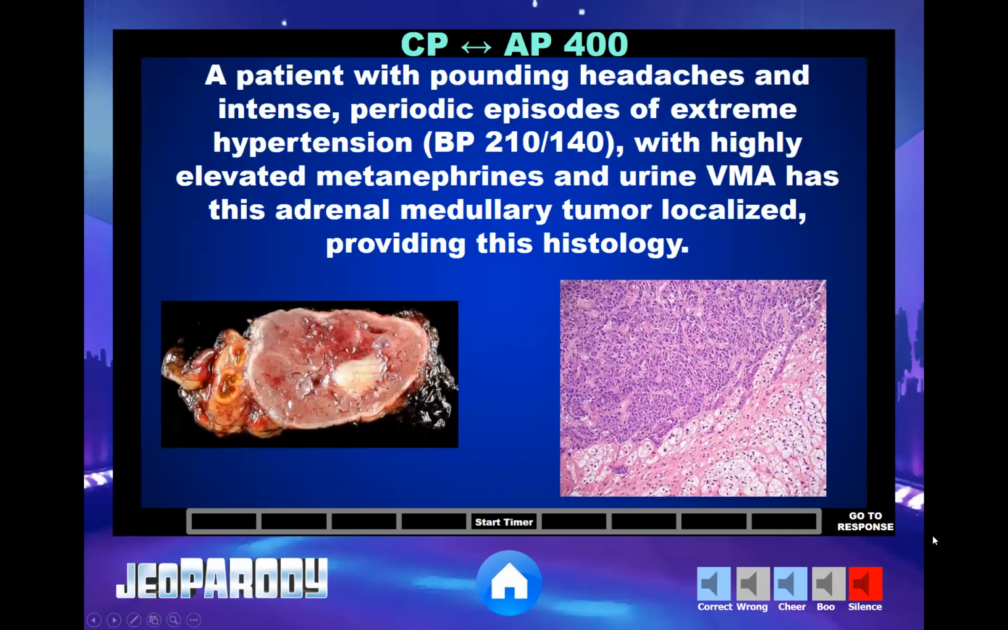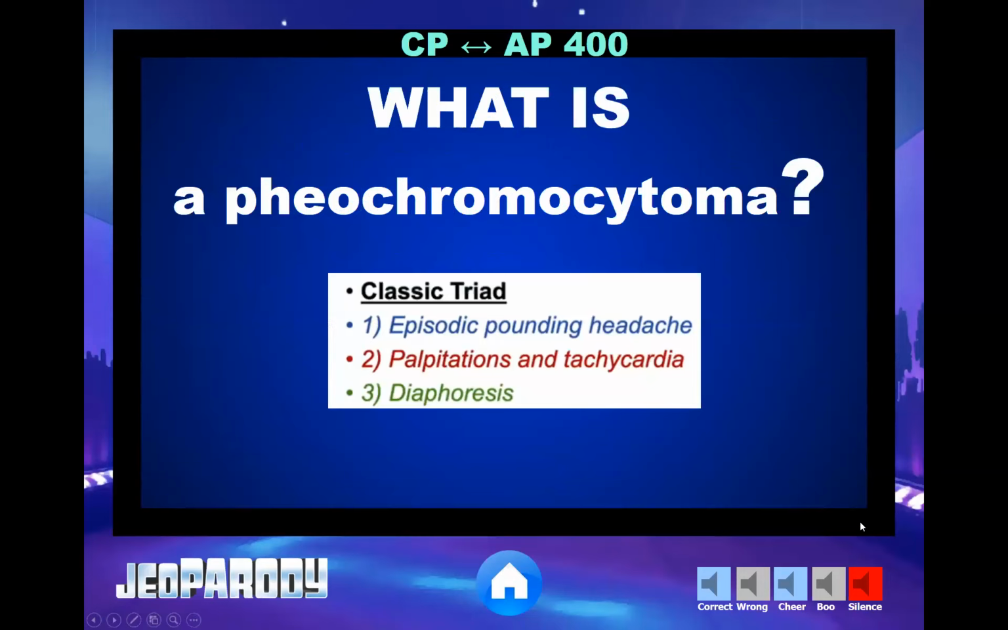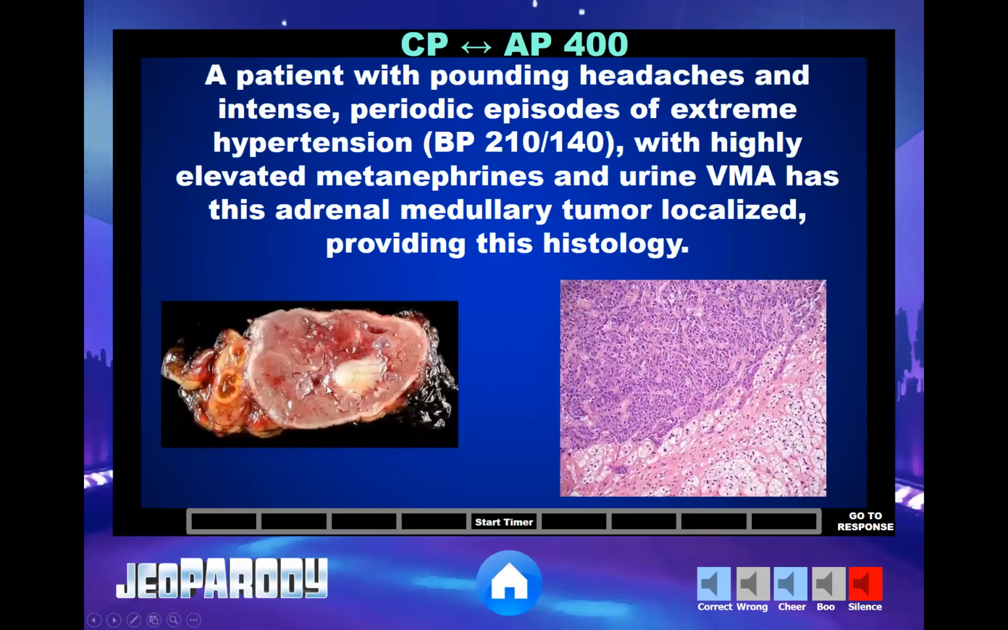Okay, we've got correct answers. Mona, pheochromocytoma, you will be correct. So the classic triad of a pheo: episodic pounding headache, palpitations and tachycardia, diaphoresis. So we need to make sure that we're able to provide clinical laboratory support before we do any kind of invasive procedure. We can also see this on imaging very often, but it's in the medullary or the adrenal medulla layers. Chromaffin cells, they produce the catecholamines.